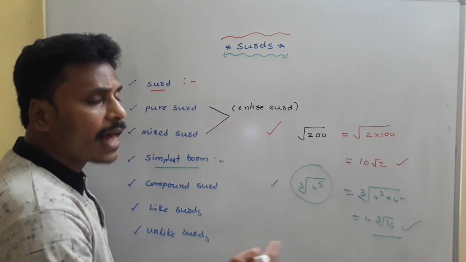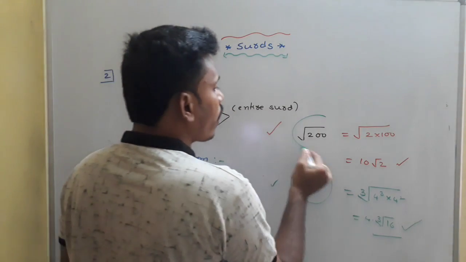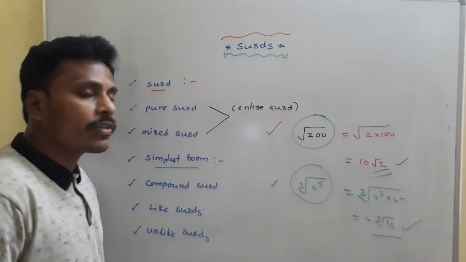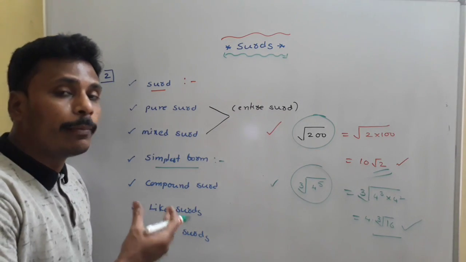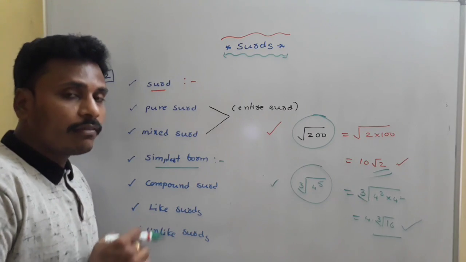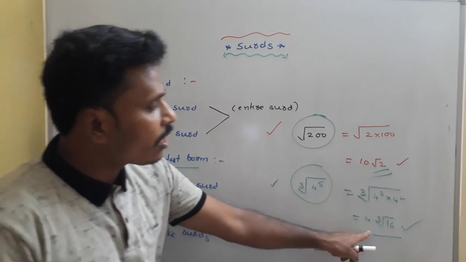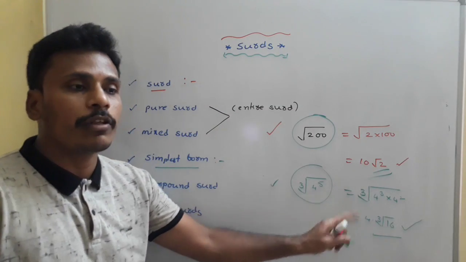We will simplify as much as possible. And for square root of 200, the simplest form is 10 root 2. So the simplest form of a surd is nothing but we will try to eliminate that surd format. We will try to simplify this as much as possible. These are also considered as simplest forms of surds.